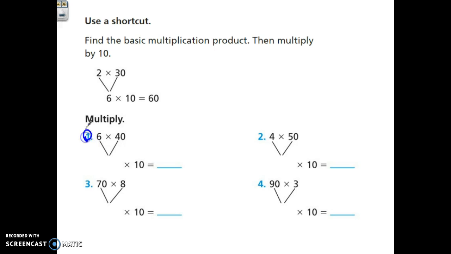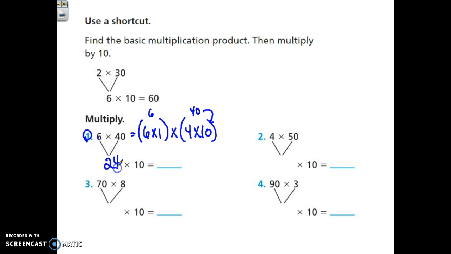So, looking at number 1, 6 times 40. Well, they're telling me do 6 times 4. Okay, because 6 times 40, that's like 6 times 4 times 10, right? Because this is 6 and this is 40. But if I can pull out this 10, then it might just help me understand the problem a little bit better. So 6 times 4 is 24.